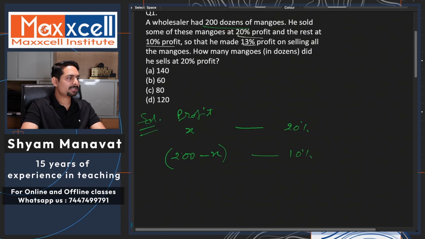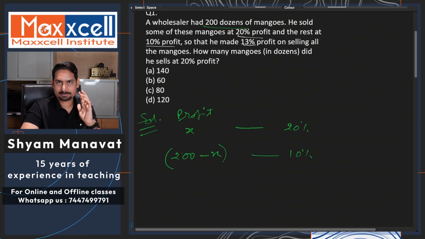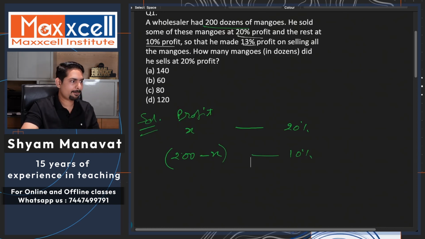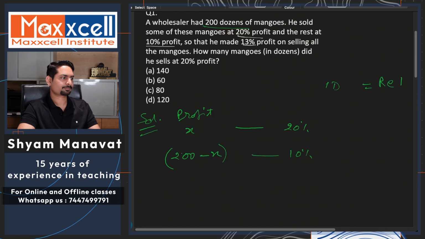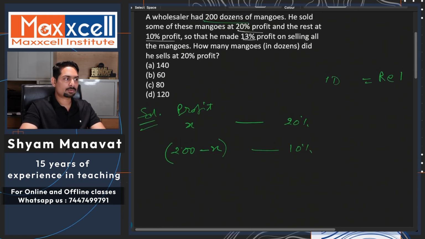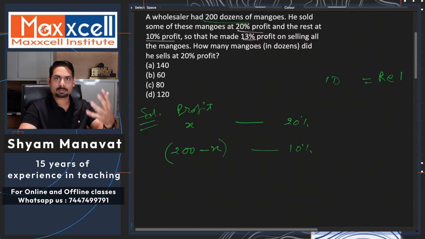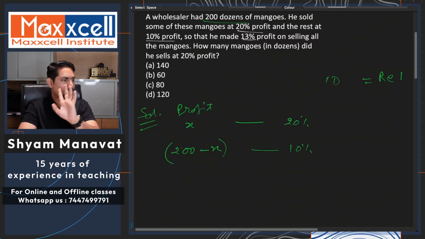Now in the overall trade he is gaining how much? 13%. So let's assume that 1 dozen costs 1 rupee. We can assume that, because there is no cost price and no selling price. We have already assumed the quantity, and we should not assume more variables to make it complicated. So 1 dozen costs 1 rupee.